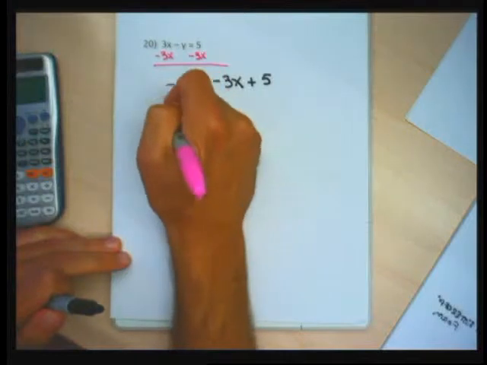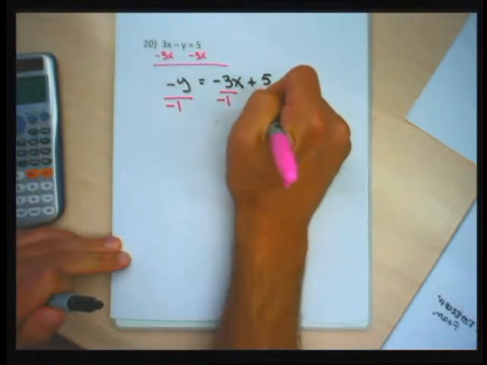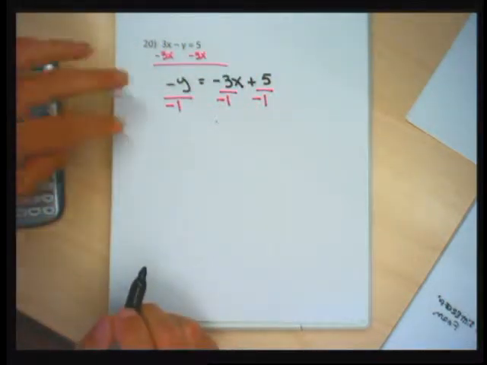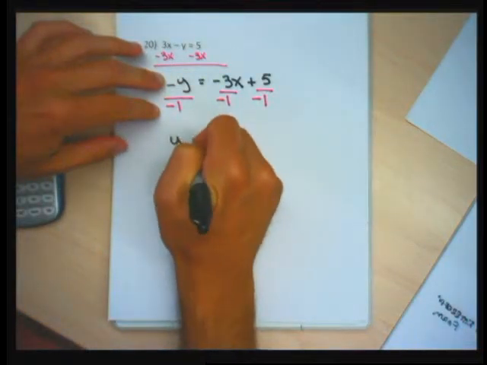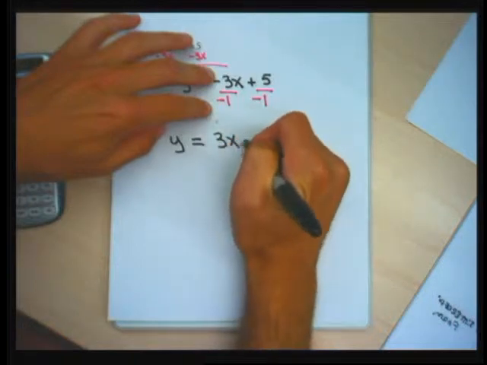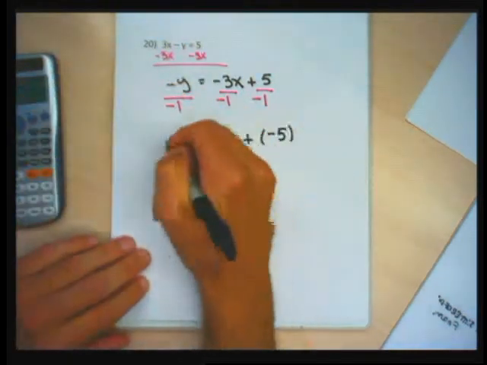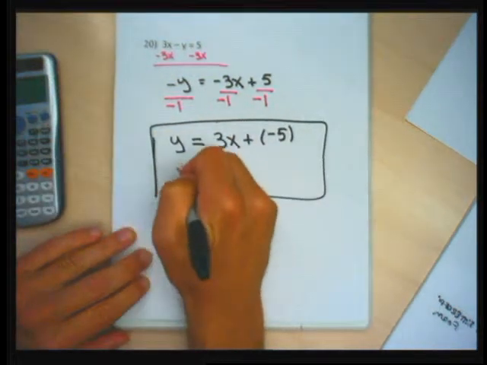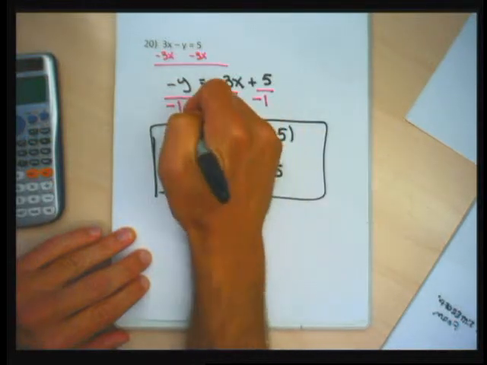I'm going to divide everything by negative 1 to get a positive y solved for, and that's what I need. So here, the two negatives will cancel to become a positive. I'm left with a y. With the x's, the two negatives cancel to become positive. And 5 divided by negative 1 is negative 5. You could use this, or you can use this for the slope-intercept form.